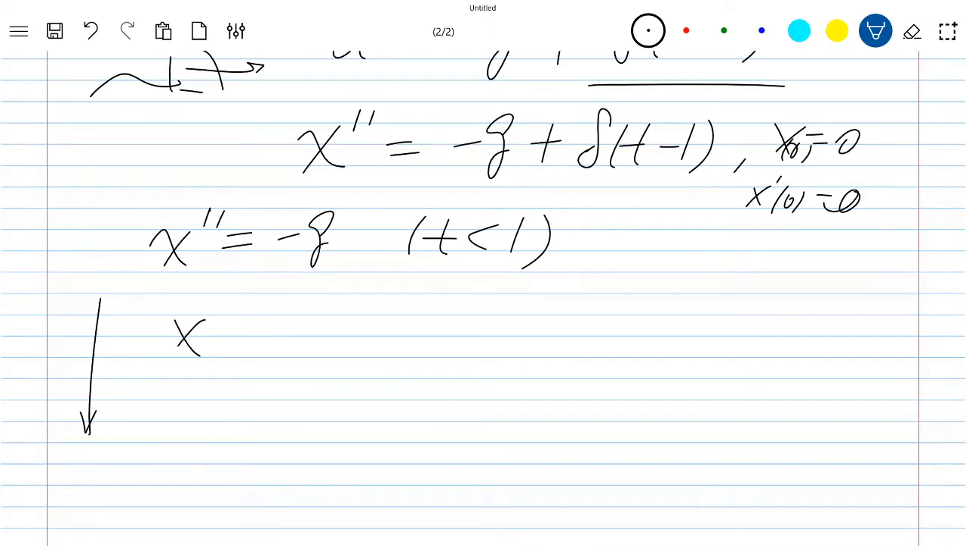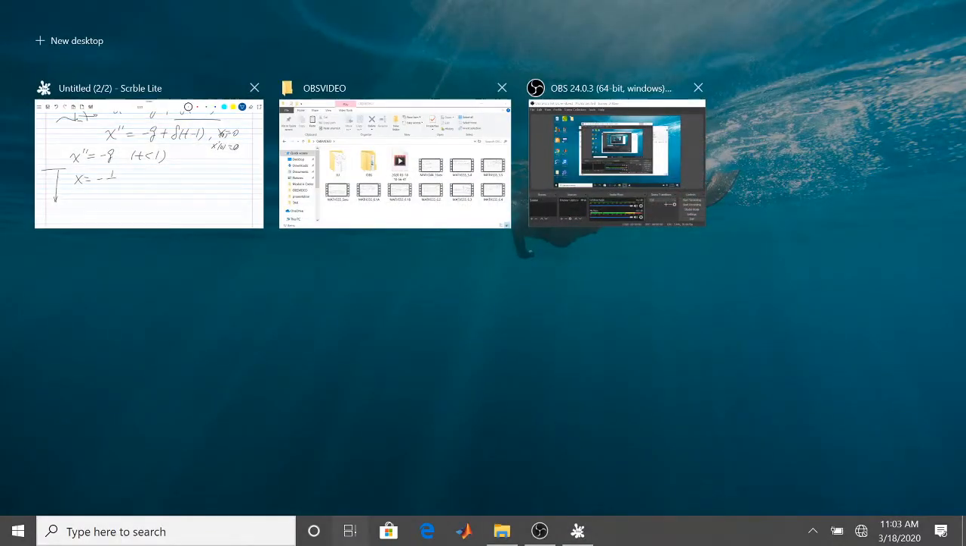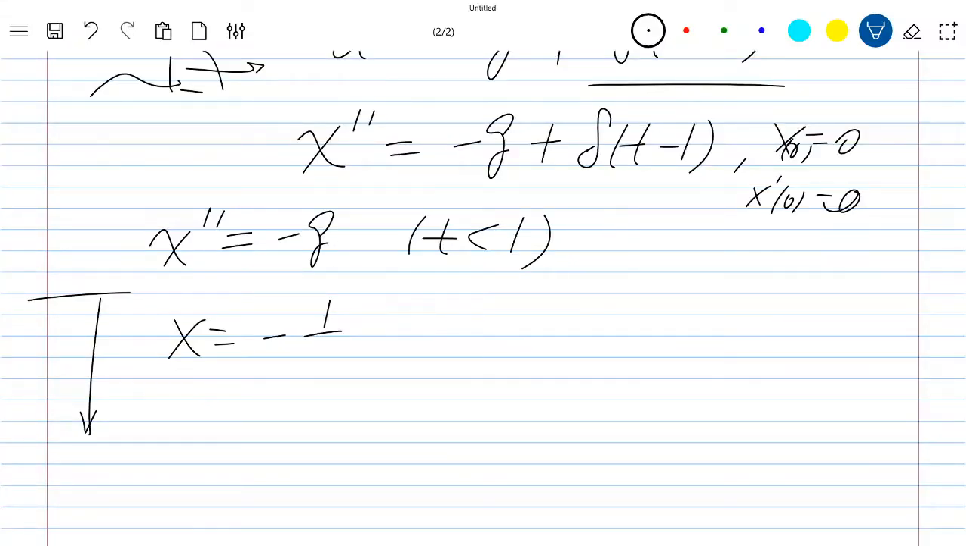So this x would be negative 1/2. It counts this as horizontal. Then you have this equals negative 1/2 gt squared. Right, and what is v? v equals x prime equals negative gt.